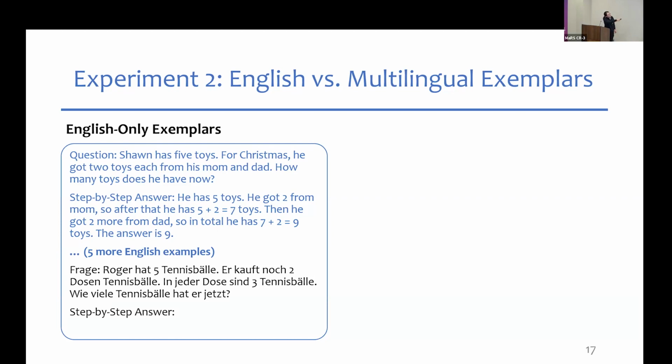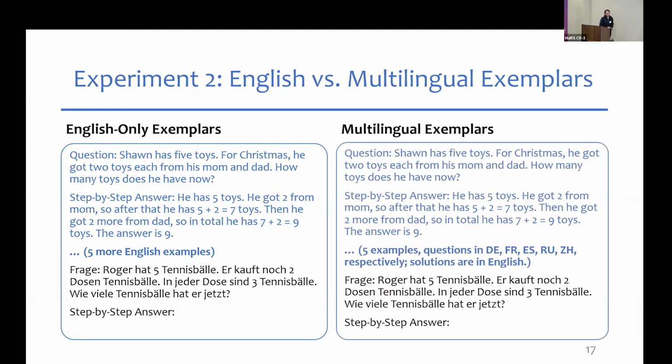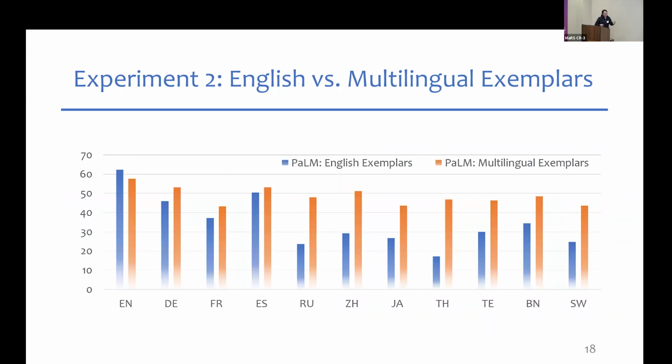So here we still use German as an example. But instead, what we can do is to diversify the exemplars. So in contrast, what we do is to show an English question, English answer, and another 5 examples that have the questions in different languages, but solutions are all in English. As we previously found, English solutions are generally good. And finally, we still put the question of interest here and expect it to output some English answer. And the result is here.